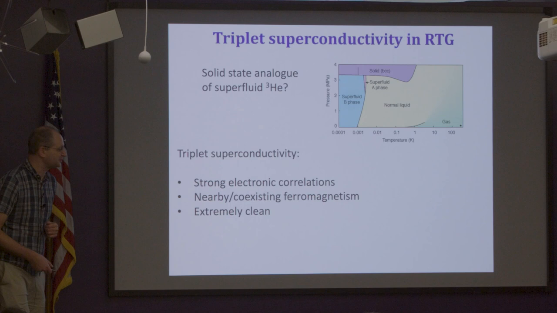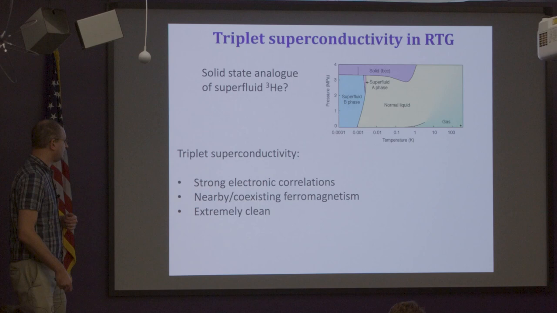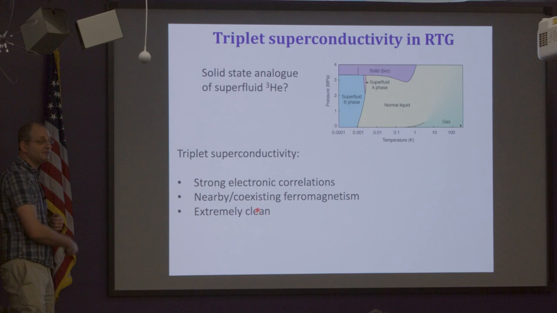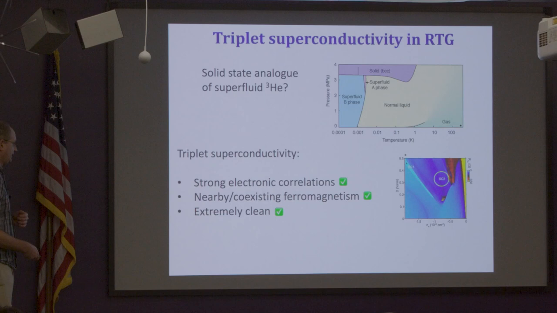So why is that? What do we need in order to get a triplet pairing state? We need strong electron interaction. It's good to have a nearby ferromagnetic phase, and the system has to be extremely clean for the reasons we discussed. And actually, all these conditions are exactly met in all of these graphene systems. We have all of these prerequisites. So indeed, singlet and triplet seem to occur.